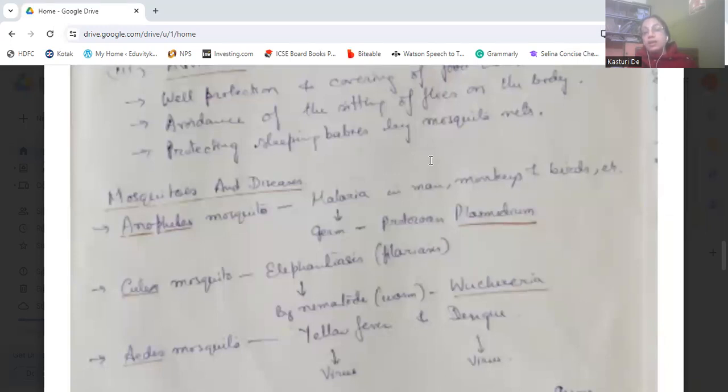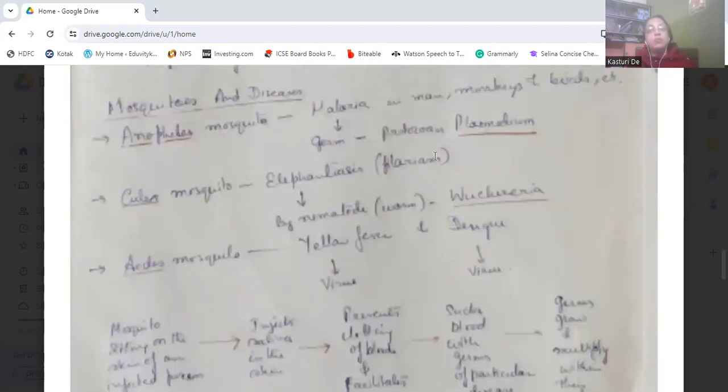The Culex mosquito causes elephantiasis, or filariasis, you can say. It is caused by a nematode, a worm, known as Wuchereria. That is carried by the Culex mosquito, causing elephantiasis. Then the Aedes mosquito carries two types of germs: yellow fever and dengue. Yellow fever is caused by the yellow fever virus, and dengue is caused by the dengue virus. Those viruses are carried by the Aedes mosquito.